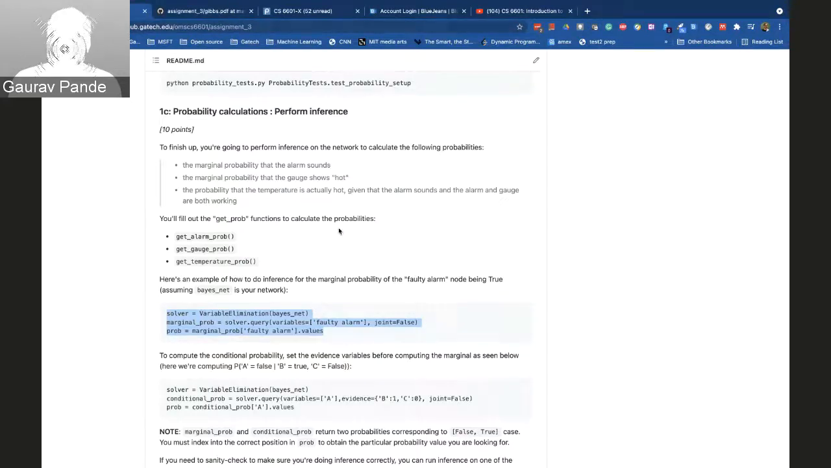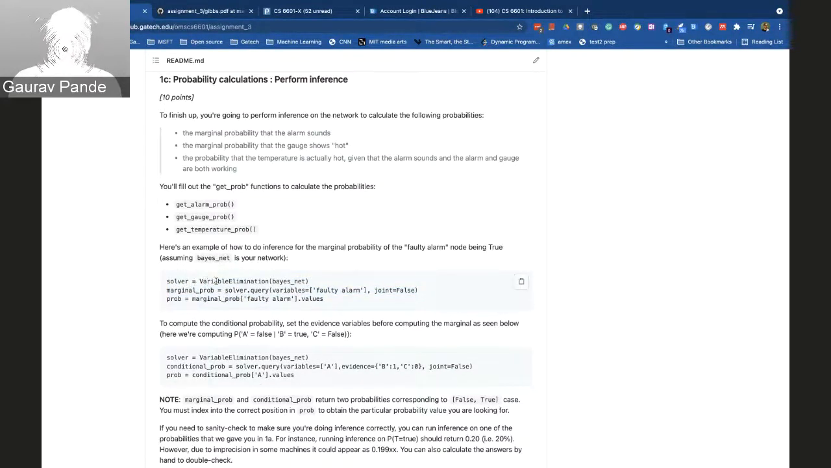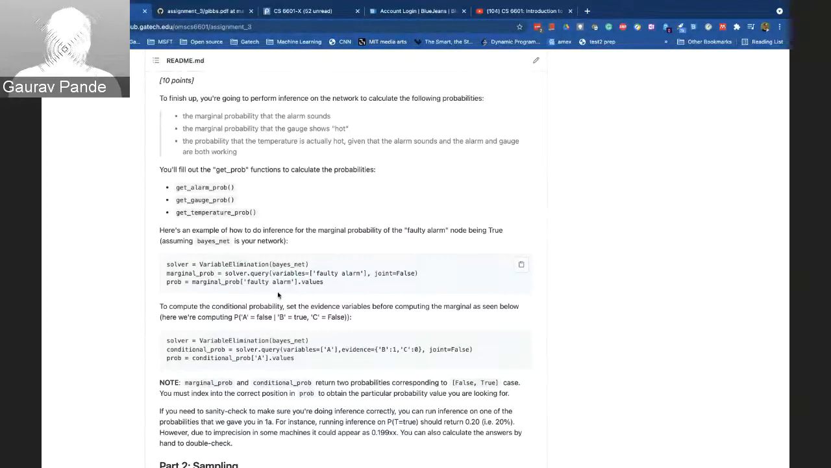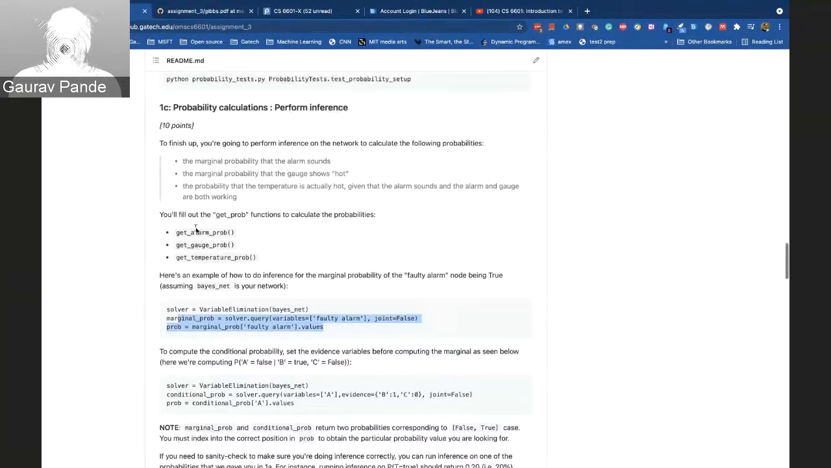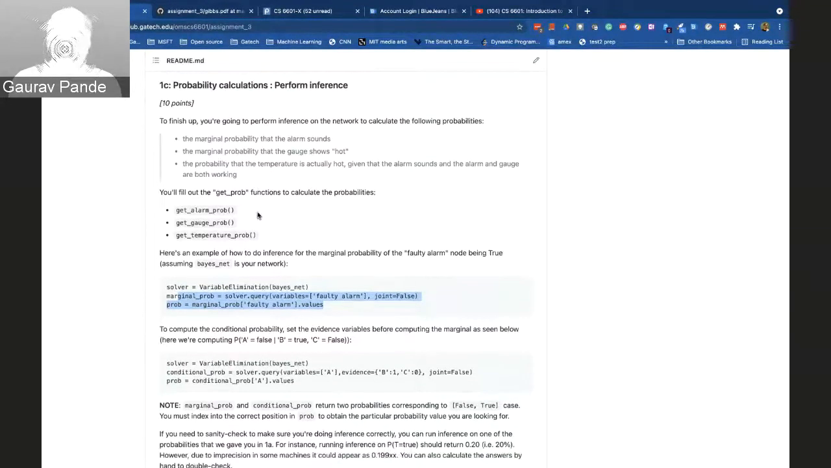And then in the code, you just call this variable elimination, pass your Bayes net, and in the variables, you just pass the alarm value, join false, and you get the values. And then see what values you are getting in here. You should be getting the same value that you calculated on paper. That's it. These three lines are everything that you have to do for each of these things here.